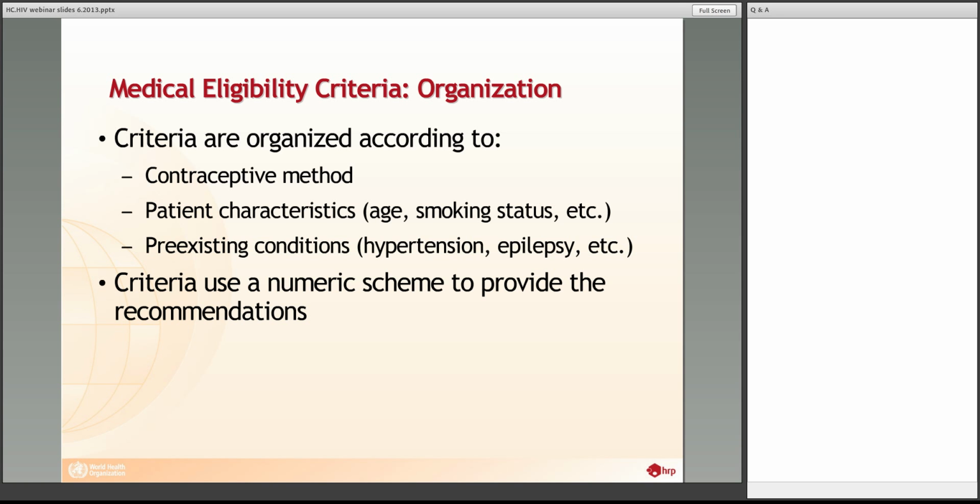So the way the numeric scheme works is it's a 1-to-4 scheme that we've been using for the last 15 years. So 1 is a condition for which there's no restriction for the use of the contraceptive method. 2 is a condition where the advantages of using the method generally outweigh the theoretical or proven risks. And we kind of call these the green zone. 1 and 2 is generally this method is safe for use. 3 is a condition where the theoretical or proven risks usually outweigh the advantages of using the method. But there might be some situations where for that individual, using the method would be the best choice.